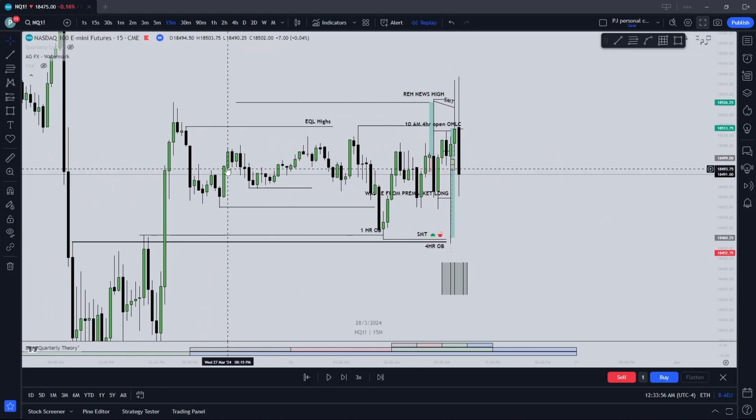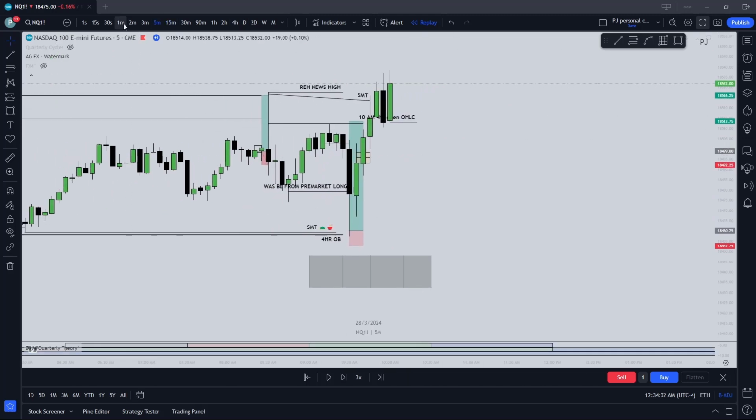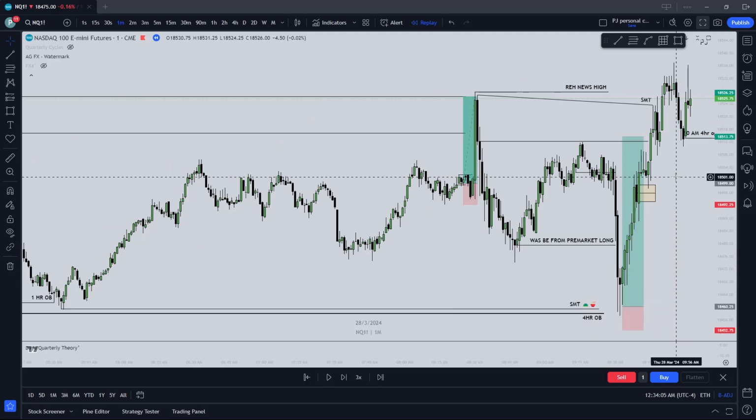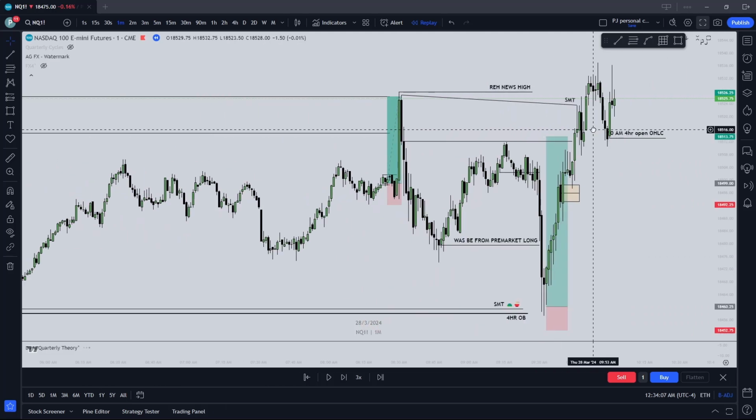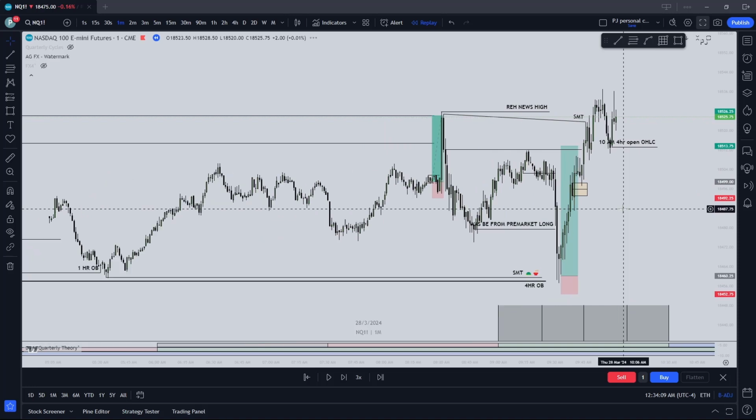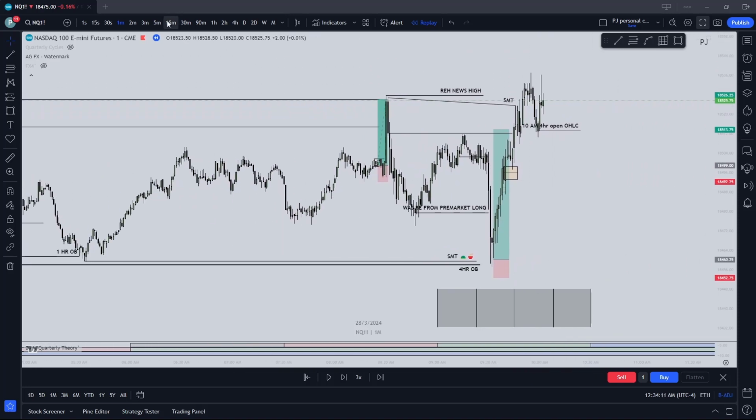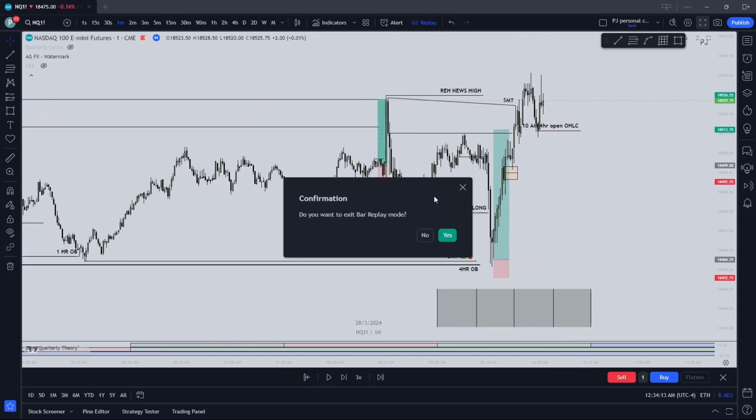Also in there, you have your AMD power of 3, right? Accumulation, manipulation, distribution, okay? And then we'll go specifically into the long at open and what everybody was seeing and why we were all so confident in going long, okay?